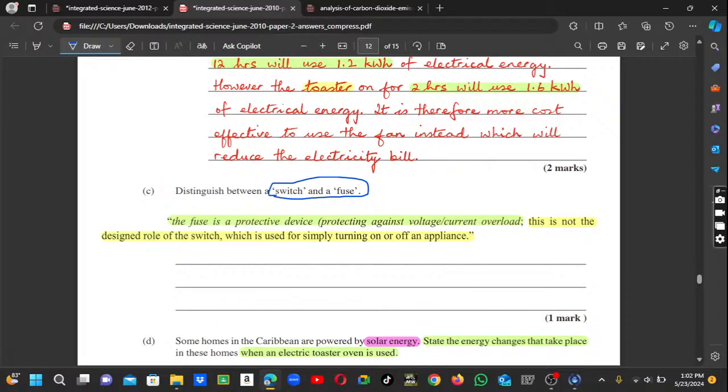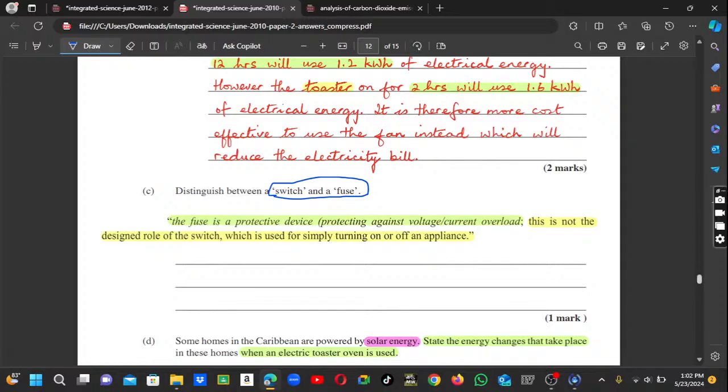So what does the fuse do? We need to understand that the fuse is a protective device. The switch would just normally turn the appliance on and off. But the most important here would be the fuse, because the fuse is what controls the whole overload of the current.